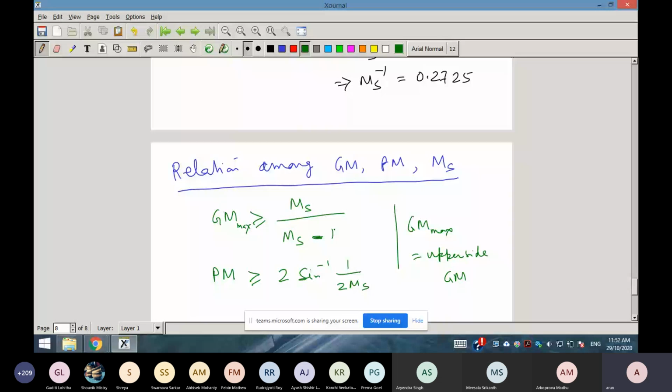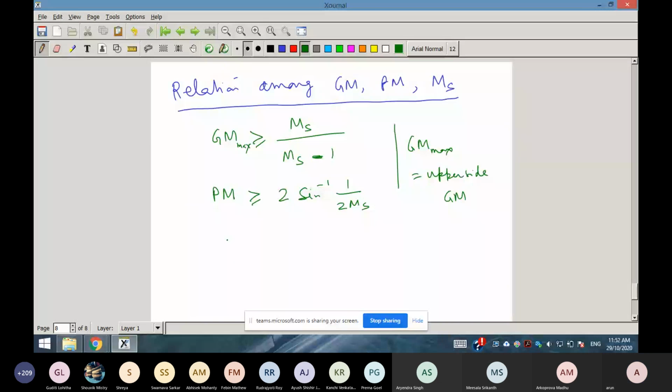Just before proving that this is the relation, I want to say, suppose the question is, suppose we want GM max greater than 2 or greater than 6 dB, and phase margin greater than 30 degree. So what should be MS? That is the question.